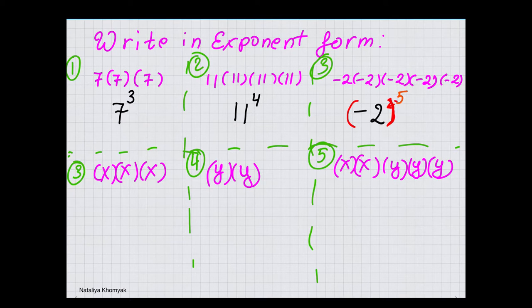In the third example, we have x, and it's being repeated 3 times. In example number 4, we have y, and we have 2 factors of y. The fifth example has mixed letters, and we have 2 different bases. There is x and there is y. X is being repeated 2 times, y shows up 3 times.